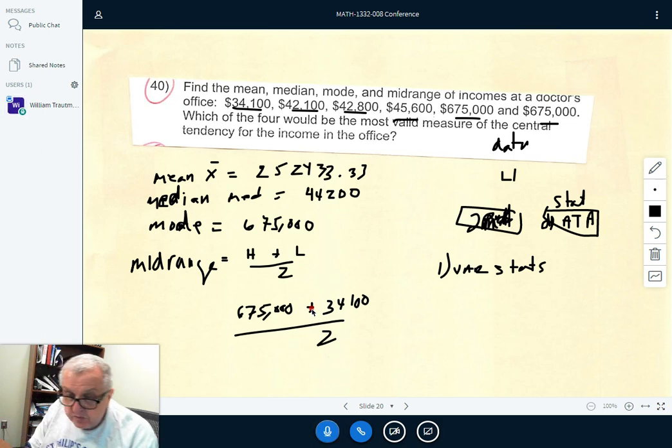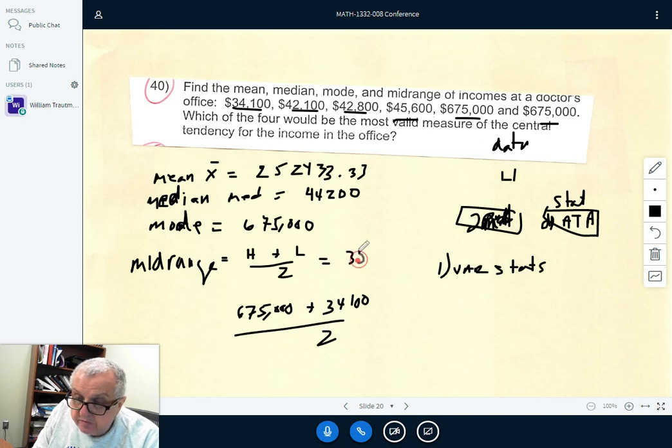Let me just do it on here. 675,000 plus 34,100, divided by 2. And the mid-range ends up equaling 354,550.